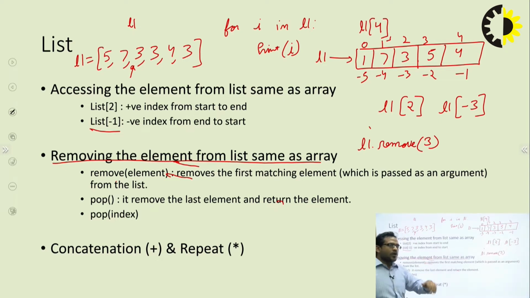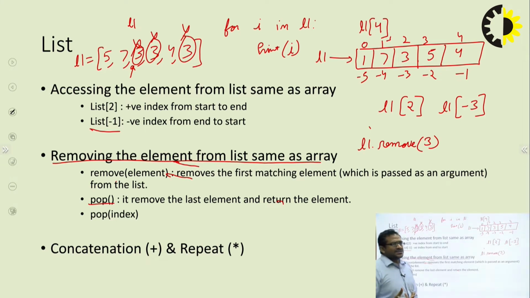Got it? If you call the remove function again, suppose you call it a second time for the same element, the first time this 3 is deleted, the second time this 3 is deleted, the third time this 3 is deleted. When the fourth time you call remove, it gives an error because there is no 3 element in the list, right?